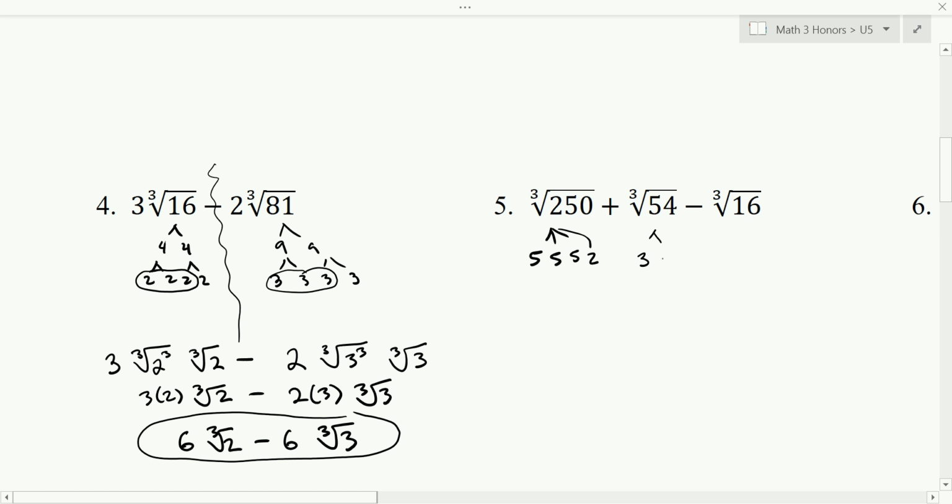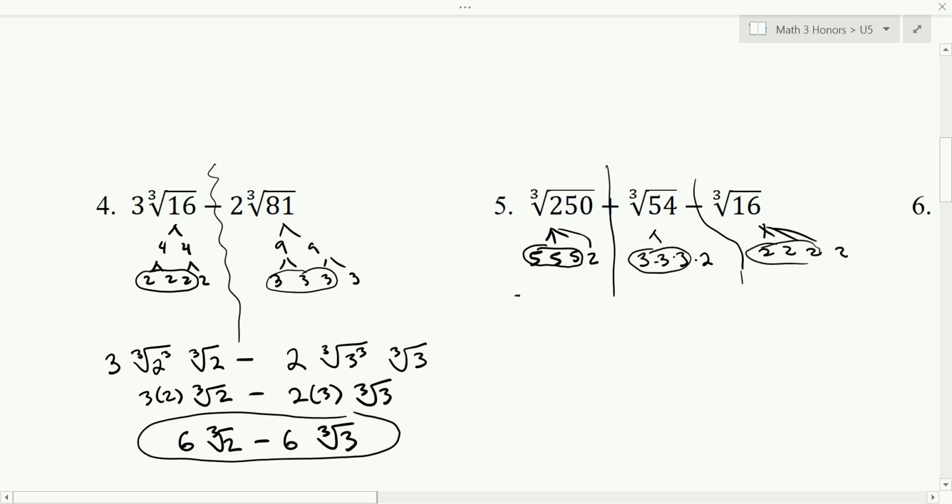What did you guys get for 54 when you broke that down? So 3 3s and a 2. Okay. And then 16, we end up with 4 2s, right? Again, keep them separate from each other. Treat them like 3 separate problems until you simplify them. These are cube roots, so we're looking for sets of 3 things.